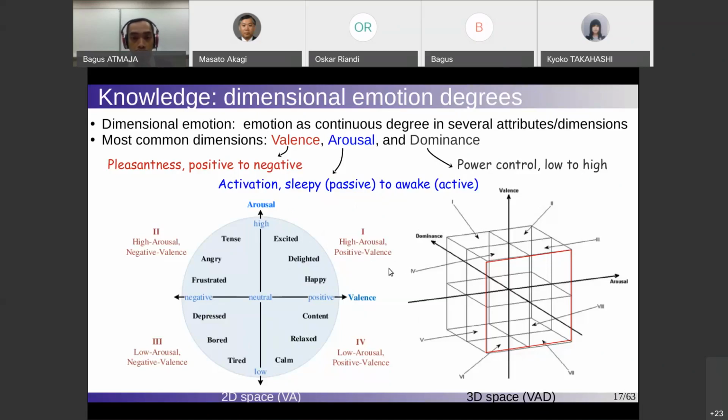So we also know the degree of how the speaker can control their emotion. And according to previous research, the most important here is valence, and then arousal and dominance. And there is also a fourth dimension, but it is not commonly used until now.